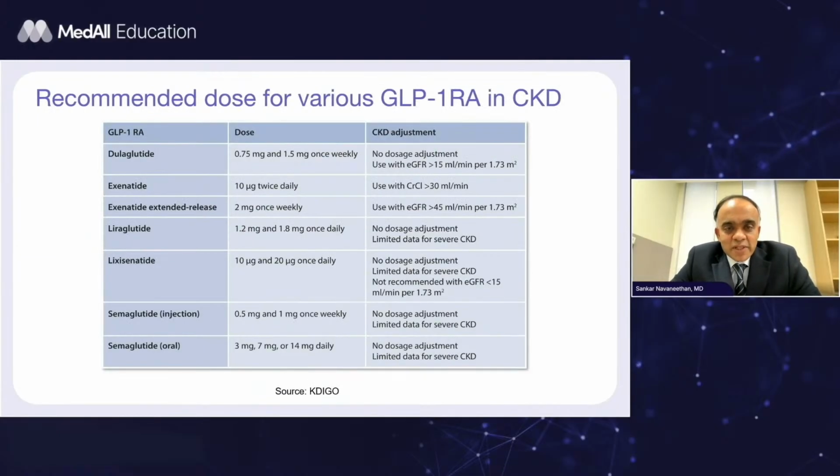What are some of the recommended doses for various GLP-1 receptor agonists in CKD populations? This comes from the KDIGO guidelines, which suggest that there are certain GLP-1 RA for which no dosage adjustment is needed, and certain agents such as exenatide may not be used in patients with creatinine clearance under 30. On the other hand, semaglutide, no dosage adjustment is needed, and limited data exists for severe CKD. We don't have dedicated clinical trials in patients with dialysis for these agents.